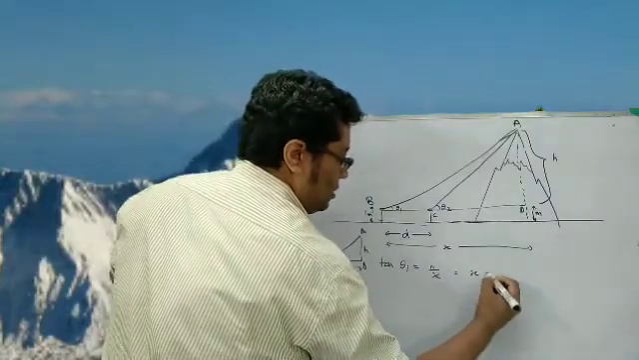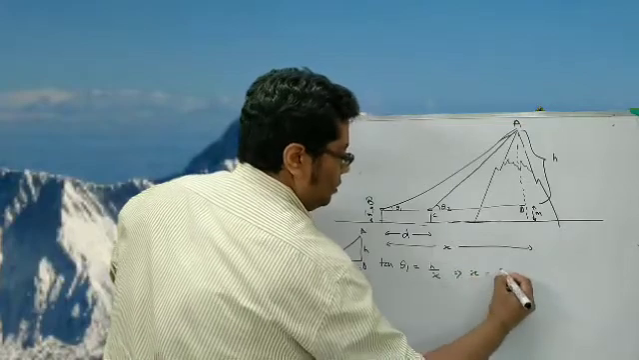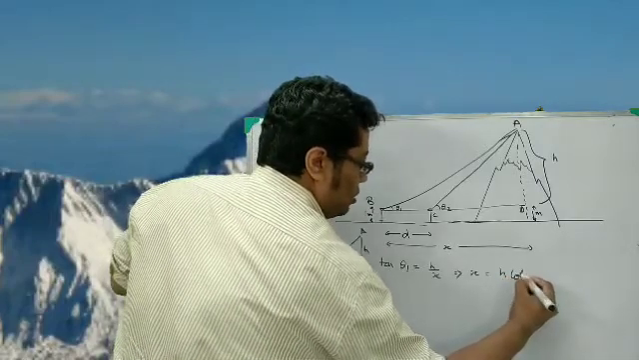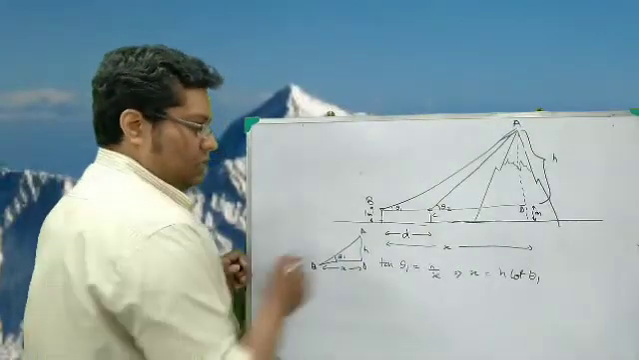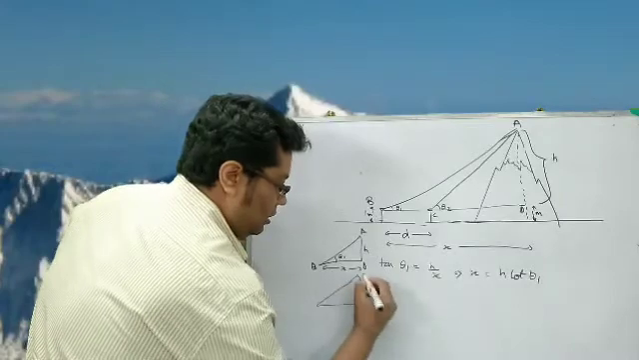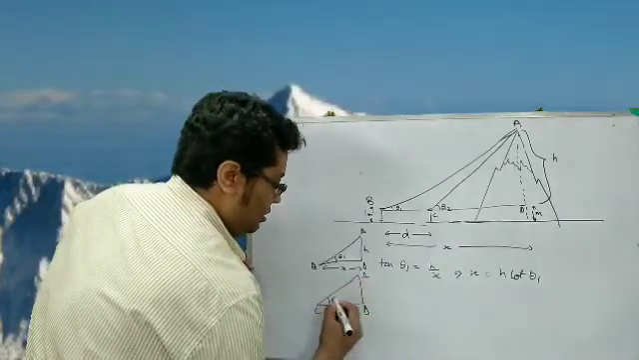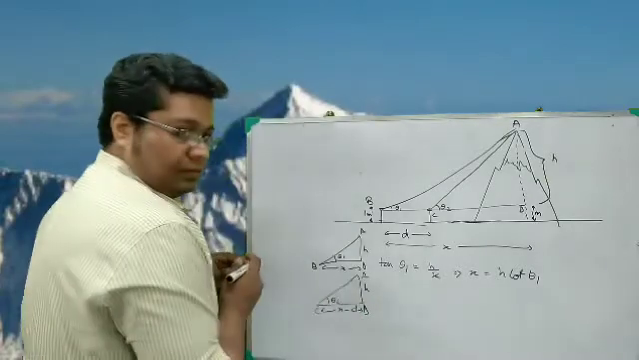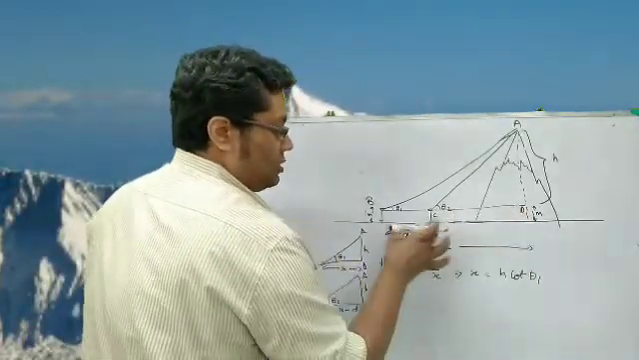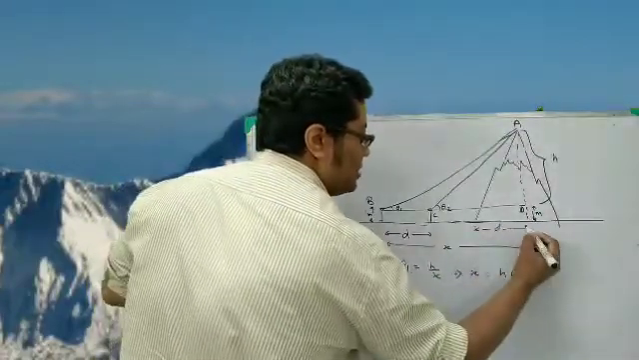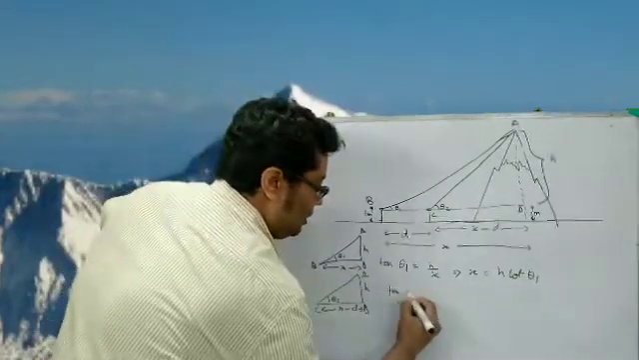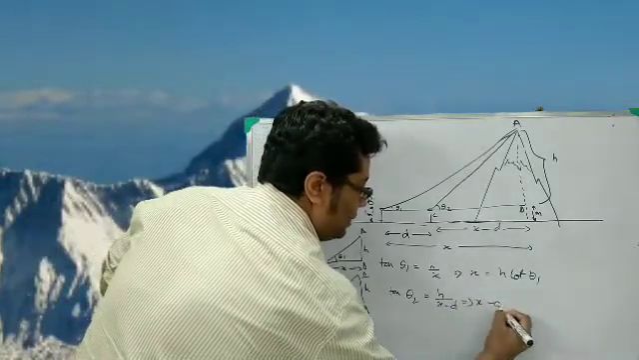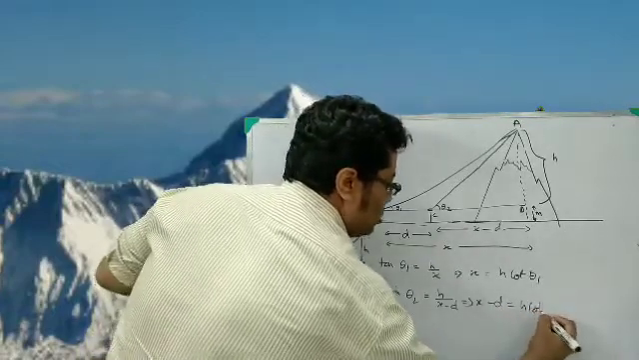or x equals h cot theta1. Similarly, when I consider triangle ACD, this angle is theta2, this is h, and this is x minus d. Since this total distance I have considered x, this is d, this must be x minus d. So we get tan theta2 is equal to h by x minus d, and in similar process x minus d is equal to h cot theta2.